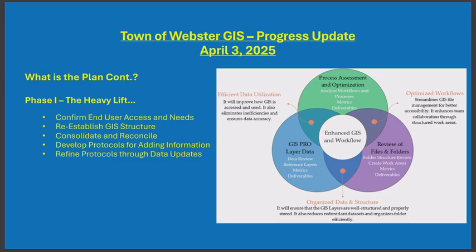So that gets us into phase 1. And this is where we're currently at today. This is what I'll call the heavy lift. This is where we're going to work through our work with ICS and we'll be confirming end user access, their needs. We need to reestablish our GIS structure. Again, we need to look at our data. We need to figure out what needs to be consolidated, what needs to be deleted, and what kind of reconciliation we need to do with the accuracy of it. Get our protocols in place for adding new information and standardizing that.